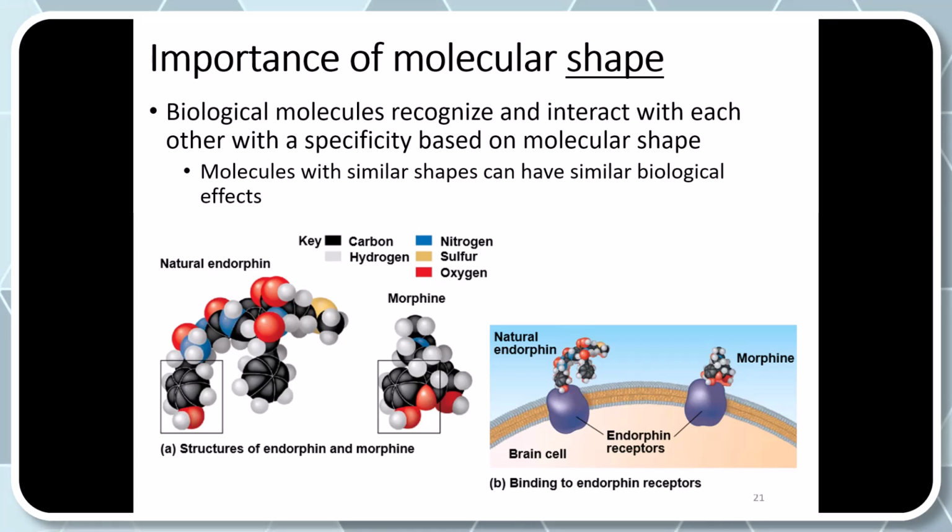The biological molecules can recognize and interact with each other because of molecular shape, right? So if we have, let's say, an endorphin receptor, it can bond with natural endorphin, or it could bond with morphine because of that chemical structure that's highlighted on both of those molecules. So the receptor can bind to particular molecules because of the molecular shape.